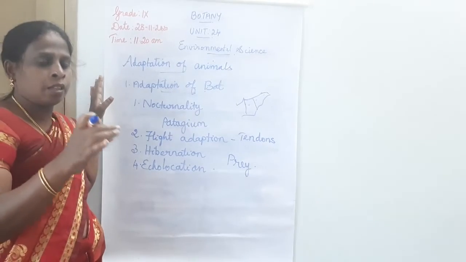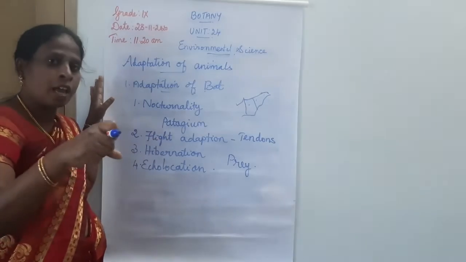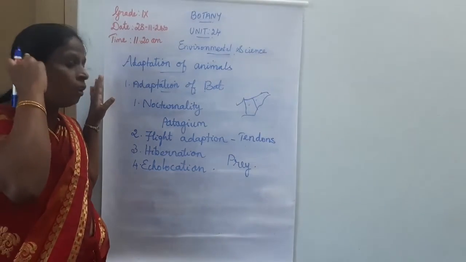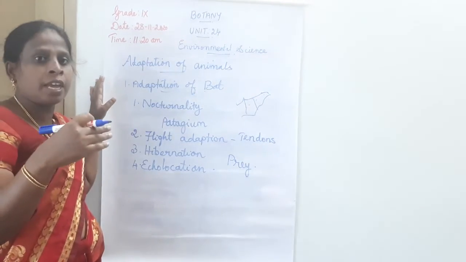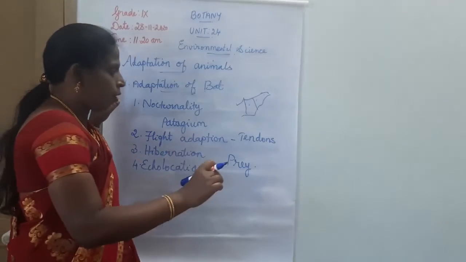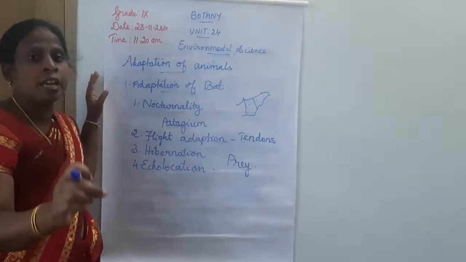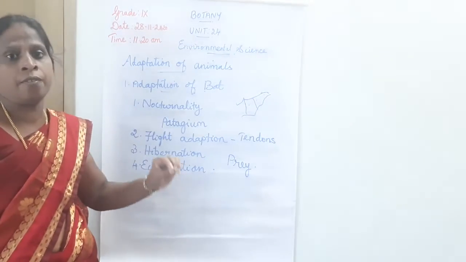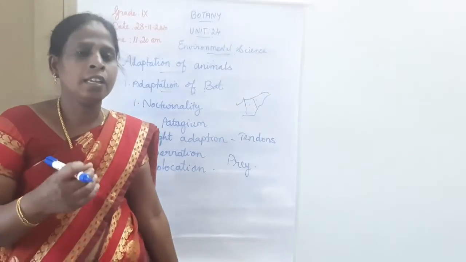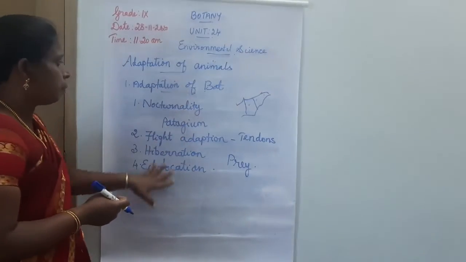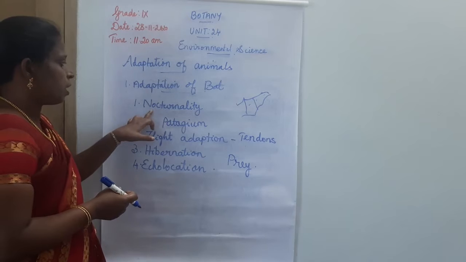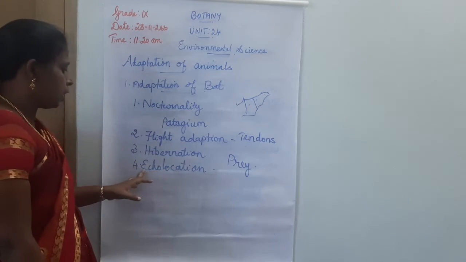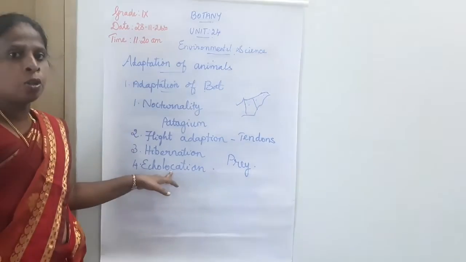This sound is reflected back from the prey and perceived by the ears. By these echoes they can find out where the prey is, and they can take the prey. These are the adaptations of bat. The first one is nocturnality, second is flight adaptation, third is hibernation, fourth is echolocation.